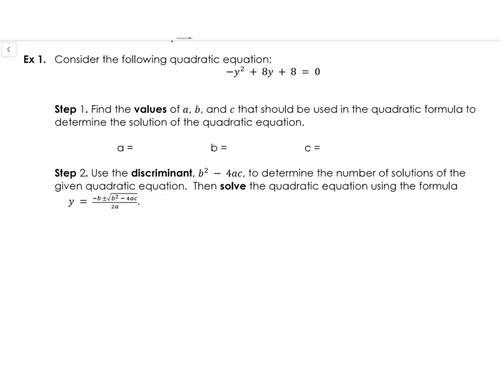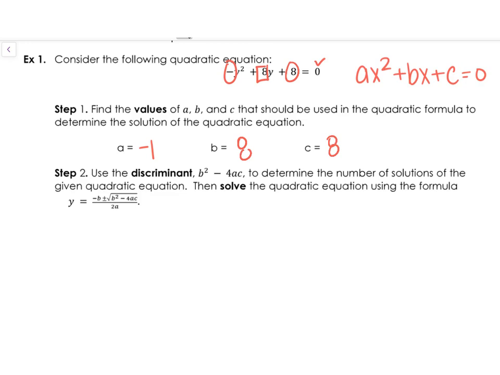If you remember, standard form of a quadratic is ax squared plus bx plus c equals 0. So it's equal to 0, so I don't have to move anything over. And then A, B, and C just come in order. A is the number in front of x squared, negative 1. B is the number in front of x, 8, and then C is the constant way out back. So A is negative 1, B is 8, and C is 8.